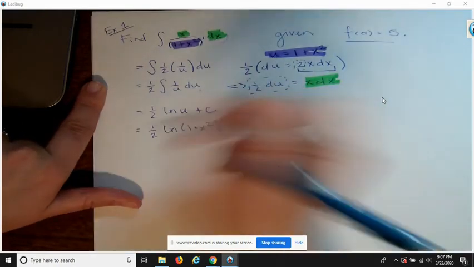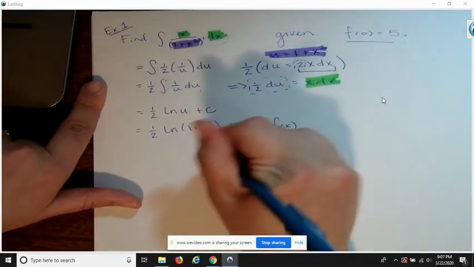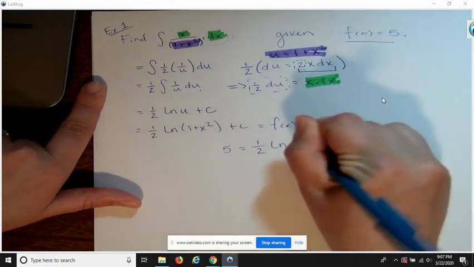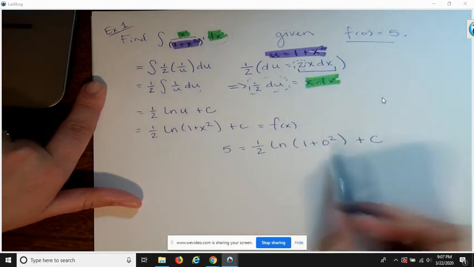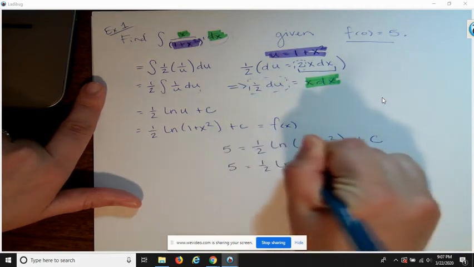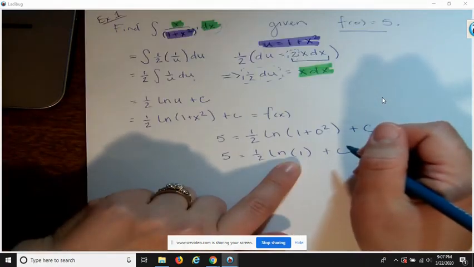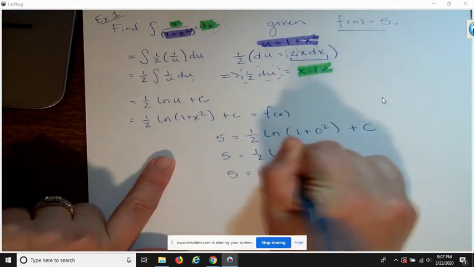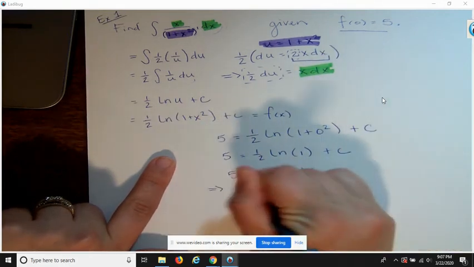This thing was equal to f of x. So now I know that 5 is going to be equal to 1/2 times the natural log of 1 plus 0 squared plus c. The natural log of 1 plus 0 is the natural log of 1, excuse me, and the natural log of 1 is 0. If you don't believe me, put it in your calculator. So this is going to be 5 is equal to 1/2 times 0 plus c, and then this implies that c is equal to 5.